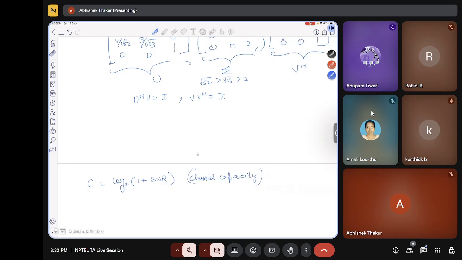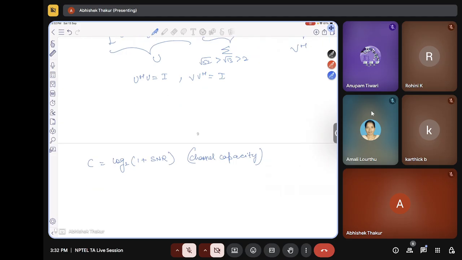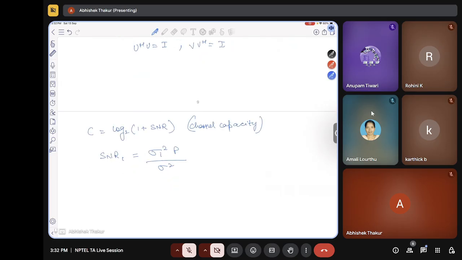And for this, we know that the SNR for the ith channel is given as sigma i squared P by sigma squared, where sigma i is the gain of the ith channel. So for MIMO, the channel capacity will be, and this is also known as the Shannon rate. Shannon rate is the optimal channel capacity.